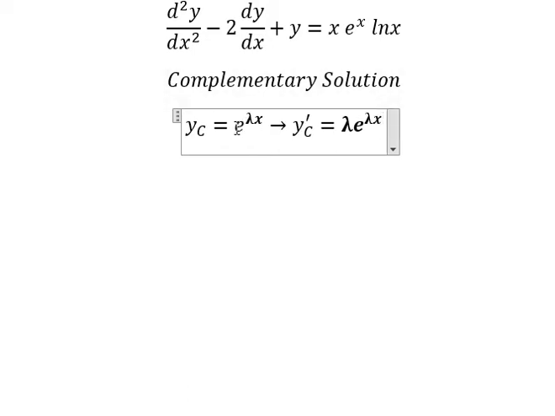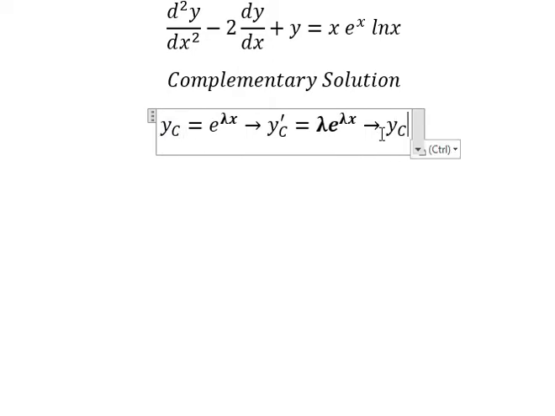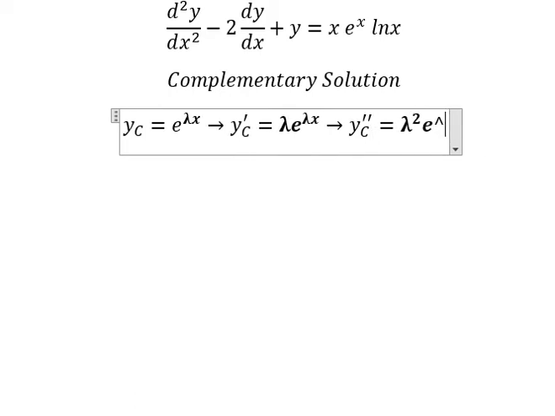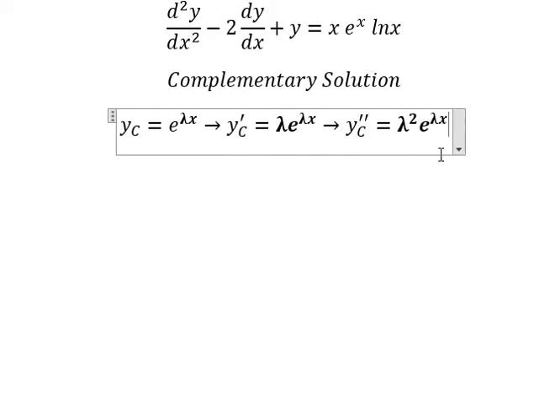So we do the first derivative of this one. We keep the same e to the power of lambda s. Later, we need to do the first derivative of lambda s, and we have lambda. Now we have the second derivative of this one, and we have lambda squared e to the power of lambda s.